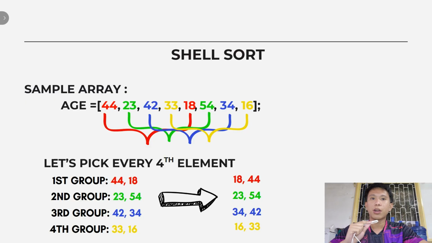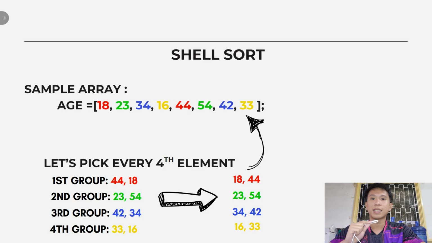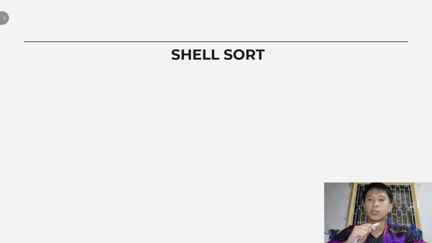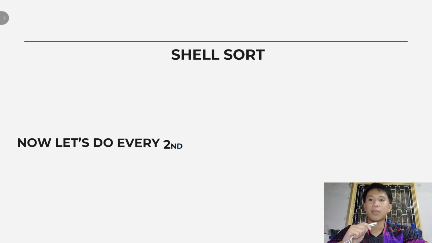After that, our array will look like this. Take note that it is not the final position of our list. We're just partially sorting to move the elements toward their correct position. After that, let's continue to close the gap by using our formula, dividing by 2, which results in 2. So now, let's do every second element.